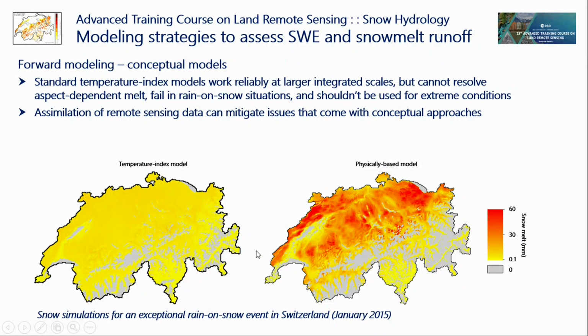Conceptual models, like temperature index models, they work in principle because temperature is a good proxy for almost every component in the energy balance, with one exception, which is latent heat. That's not correlated to temperature, actually. And so this is also the reason why in a situation like depicted here, the temperature index model didn't predict any snowmelt runoff. It was a rain on snow situation, and the main energy contribution to this snowmelt event was by way of condensating relatively hot, humid air.